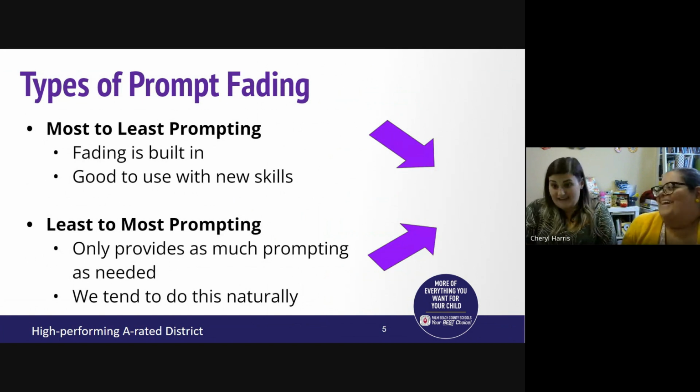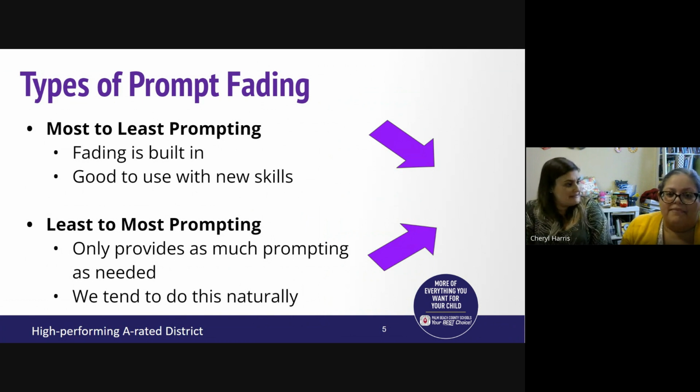So prompt fading, we can go from most to least. That would mean that fading is built in, and that's really, really good to use with new skills. This is something that would be new to a student, that they don't know what to do yet. So we want to show them using that prompting. We would start with a higher prompt, and then we would fade it as the student gets better with it, as Cheryl was explaining before.